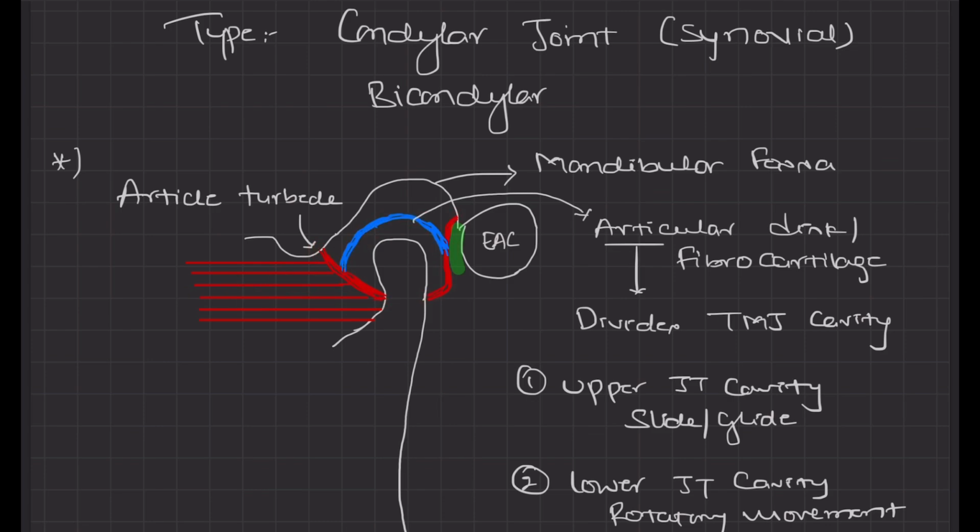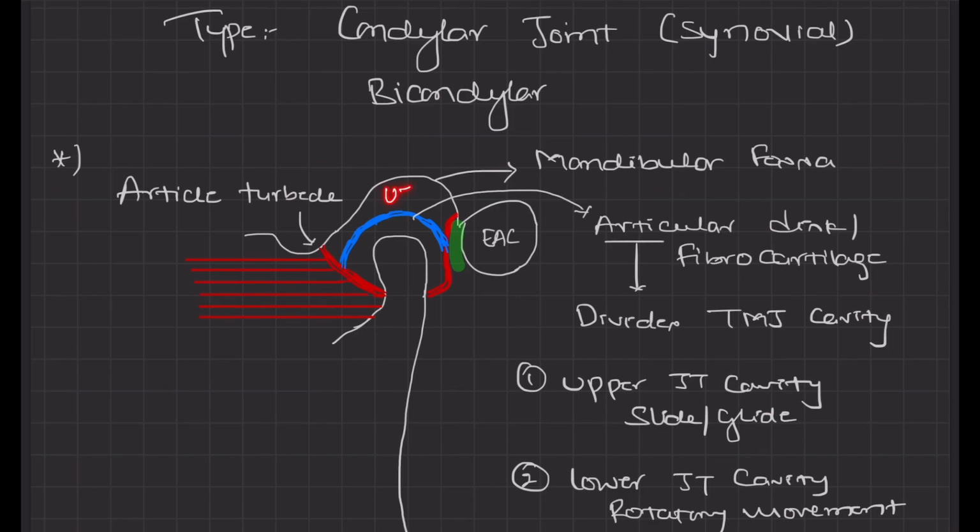Now remember one more thing: this is the tympanic cavity, and this is the temporomandibular joint. The space between them is filled with adipose tissue, which helps in the movement of the condyle of the mandible. So this is the upper joint space, and this is the lower joint space.